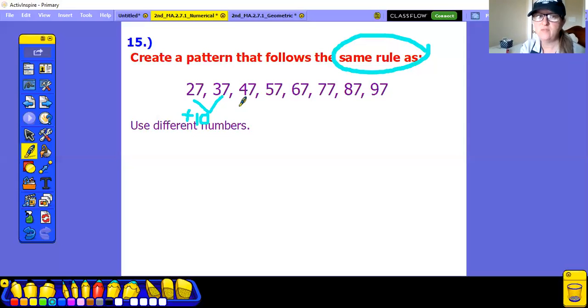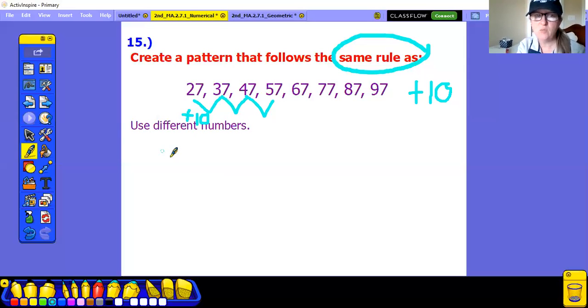From 37, add 10 is 47. 47, add 10 is 57. So the rule for this pattern was add 10. Well, we had to discover that first in order to follow the next set of directions. And the directions say, create a pattern that follows the same rule as this one, but we need to come down here and use different numbers.